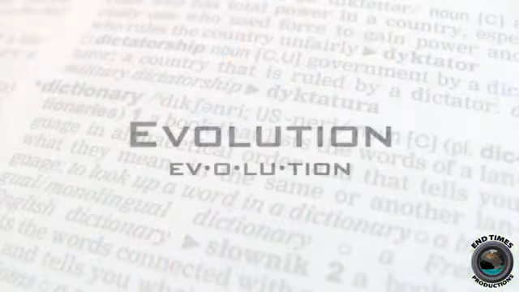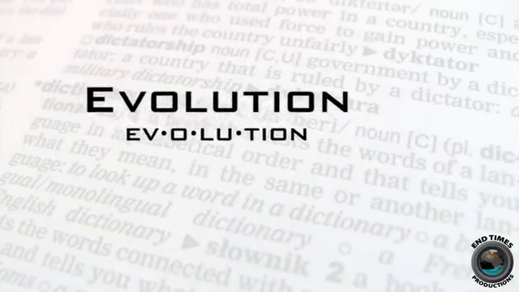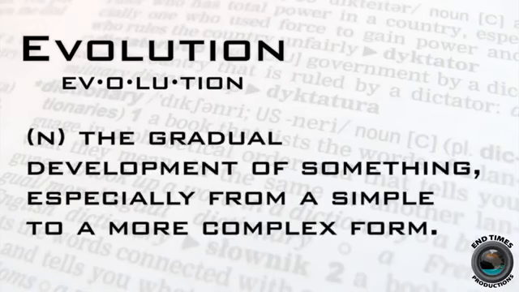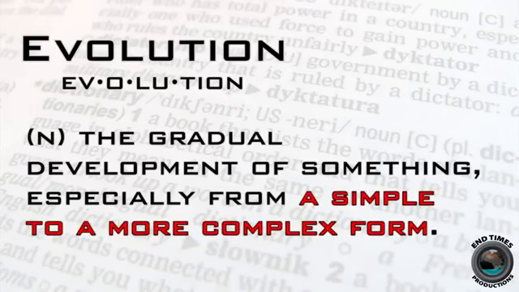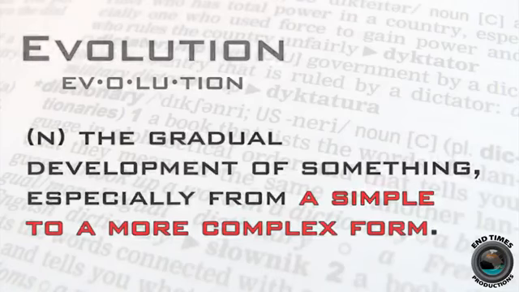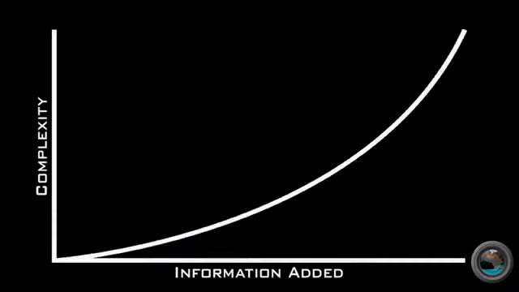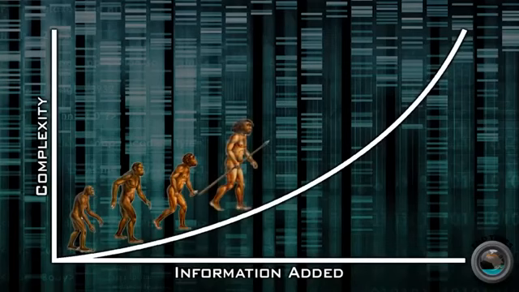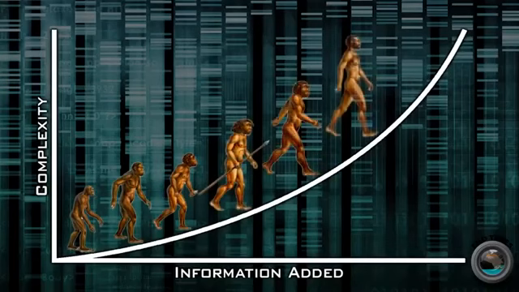Now, if we look at the definition of evolution, we can see that evolution is clearly defined as the gradual development of something, especially from a simple to a more complex form. Folks, in order for something to become more complex, you need to introduce new information. Now, for the sake of simplicity, just realize that in order for evolution to even be possible, evolutionists claim that this new information is introduced through mutations.